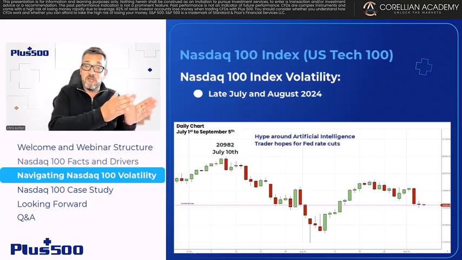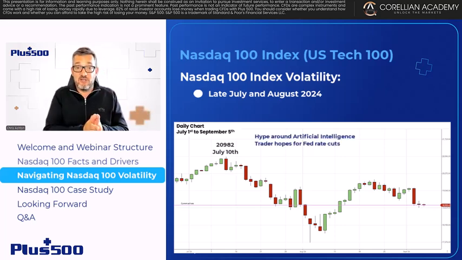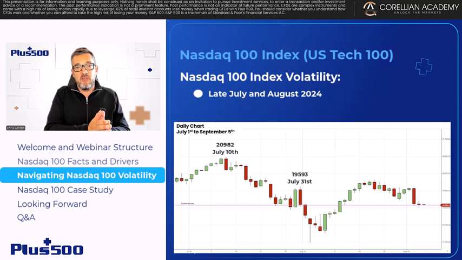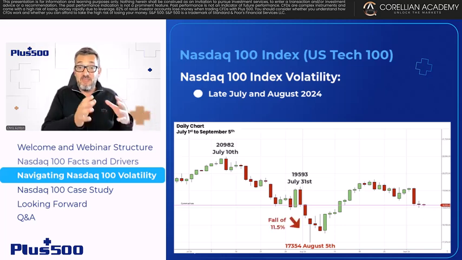And this was supported by hype around artificial intelligence and renewed hopes for interest rate cuts from the Fed as US inflation had continued to slow. Then, within 2 days, the index had slipped from 19,593, which was its open on July the 31st, to a low of 17,354 on Monday, August the 5th, as panic set into markets. That's a fall of 11.5%.